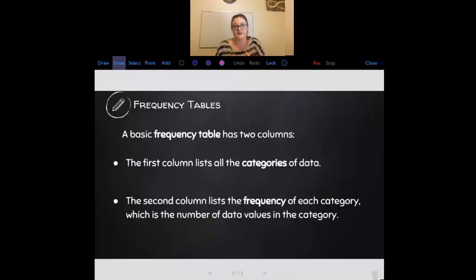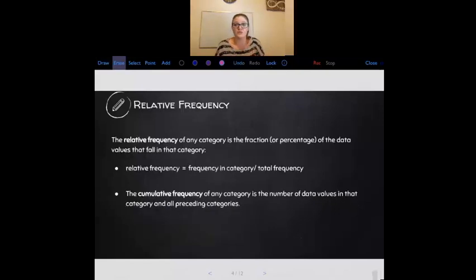So at a basic level, a frequency table must contain two columns. The first column will list the categories of data. So this could be letter grades, flavors of ice cream, just different ranges of numbers, whatever the categories are of the data set. The second column lists the frequency of each category, and the frequency means how often it occurs in your set.